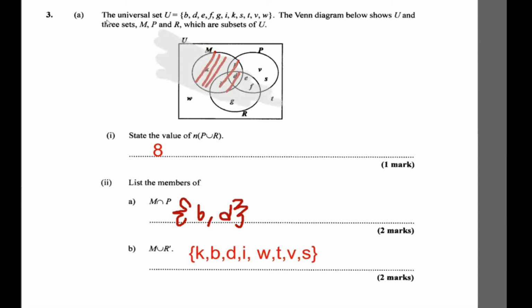Then list out everything in R complement. Everything in R complement will be this part. So it would be all of these, then the inclusion of I and D. Nice and easy. That takes care of this part of the question.